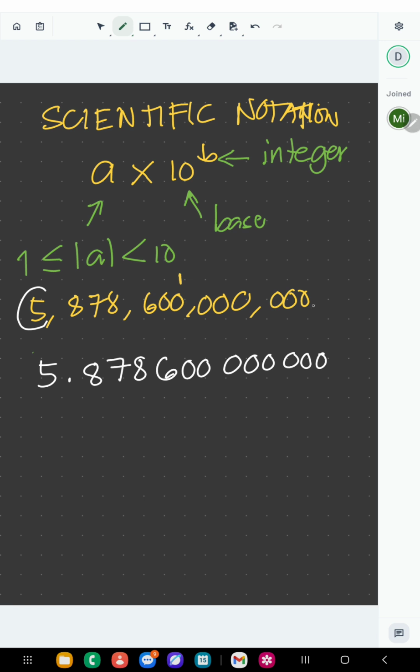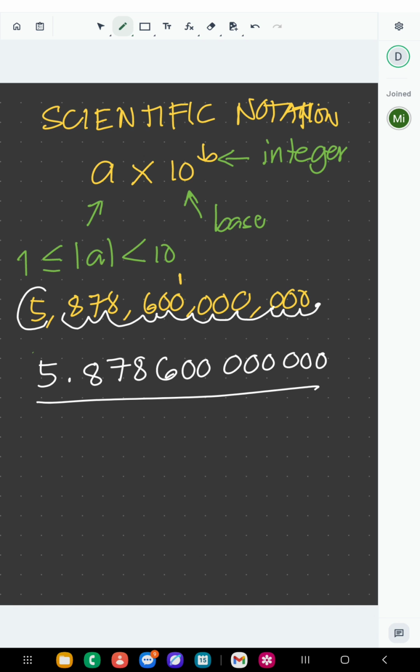Take note. Originally the decimal point is implied, understood to be right at the end. So we moved it 1, 2, 3, 4, 5, 6, 7, 8, 9, 10, 11, 12. So 12 times. That means we multiply the new number by 10 to the power of 12.